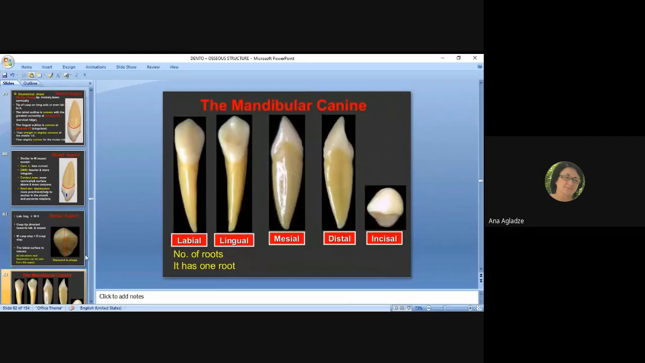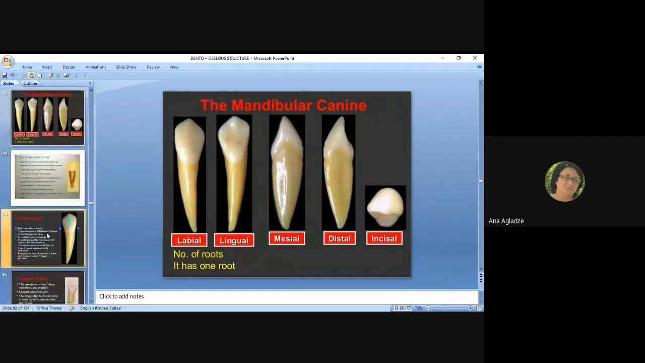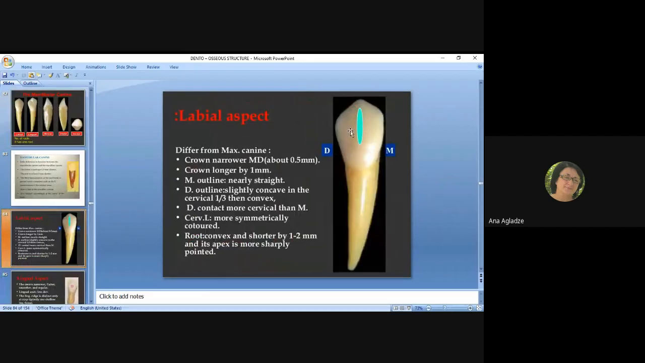Then this is mandibular canine, and let's describe. This is labial aspect of mandibular canine. It differs from maxillary canine in that the crown is narrower mesiodistally. Crown is longer by 1 millimeter, nearly straight. The mesial outline is straight, the distal contact is more cervical than mesial, and the root is convex and shorter by 1-2 millimeters, and the apex is more sharply pointed.